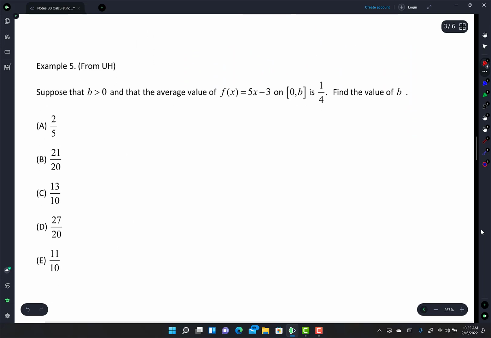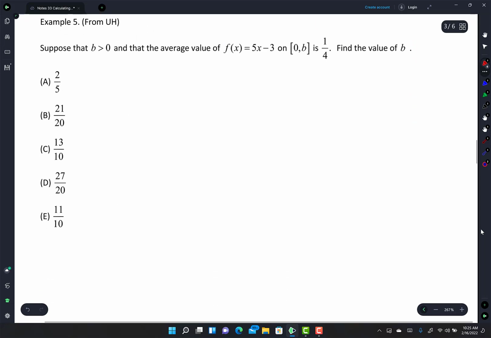All right, this one we can do. Let's do it together. Suppose that b is greater than 0 and the average value of f of x equals 5x minus 3 on 0 to b is 1/4. Find the value of b. Really, this is more like an algebra problem than anything. The only calculus is the setup.